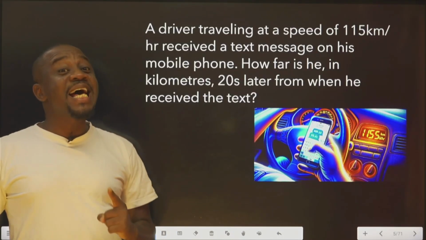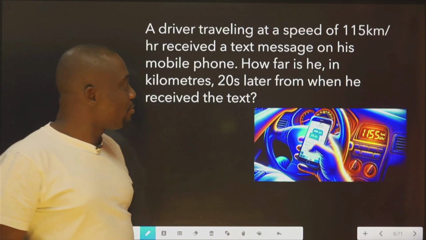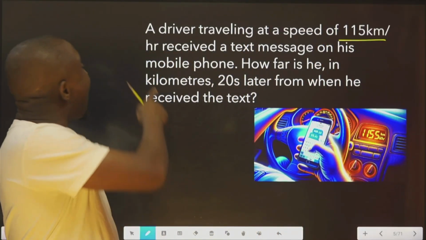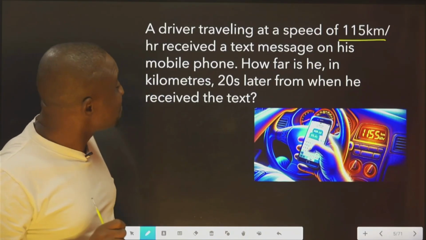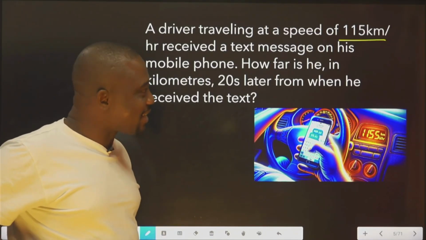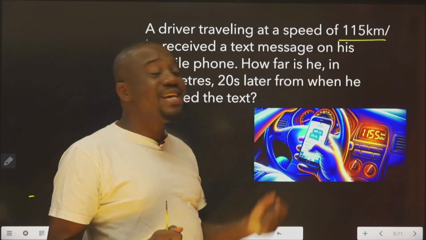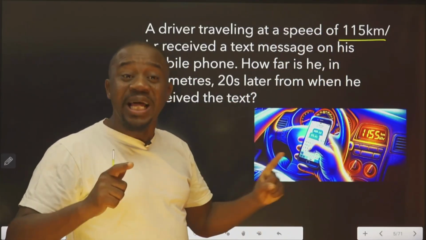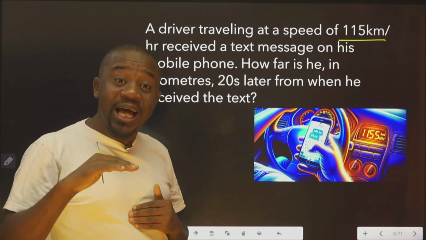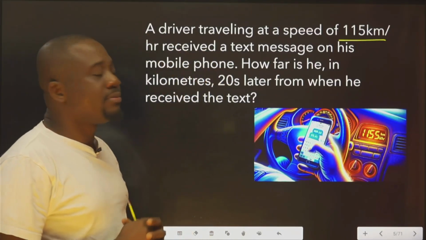Let's look at this. It says, a driver traveling at a speed of 115 kilometers per hour received a text message on his mobile phone. Let's analyze that. You are driving, and your speedometer is reading 115 kilometers per hour. You are not reducing the speed, you are not increasing it. Just continue with the same speed.